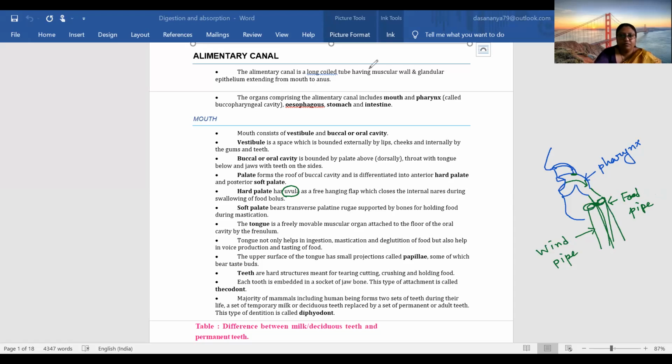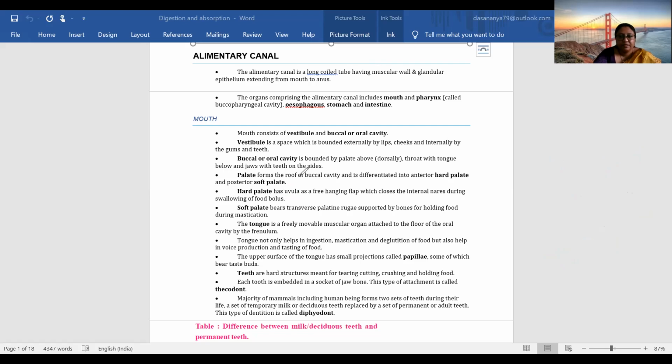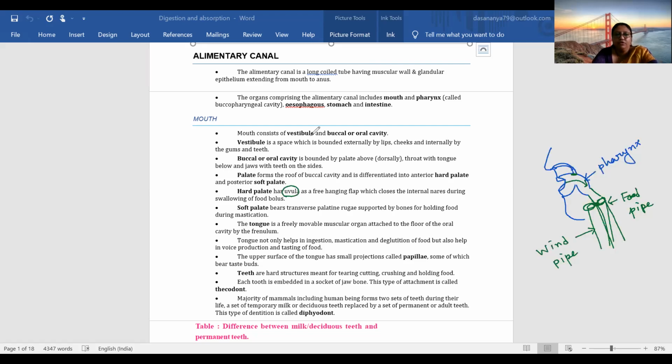Now, what are the other things? Actually, if you look into this part, you must be realizing that this pharynx region is subdivided into two parts. One is close to the nose, called nasopharynx, and the one which is close to the mouth is called oropharynx. Okay, let's see further.